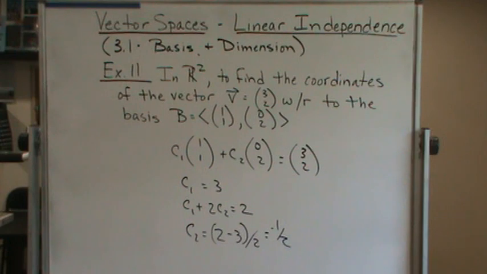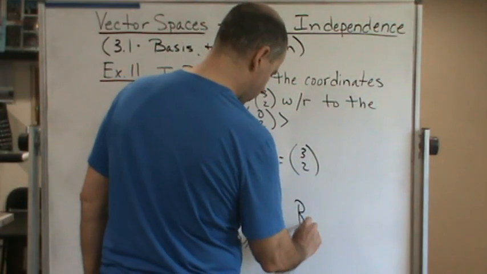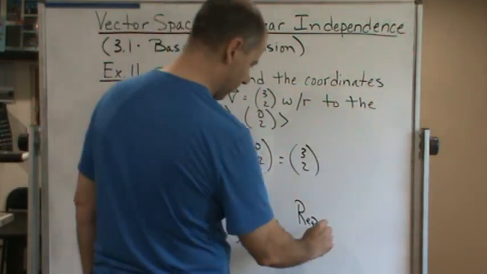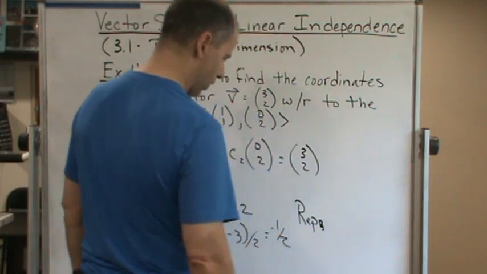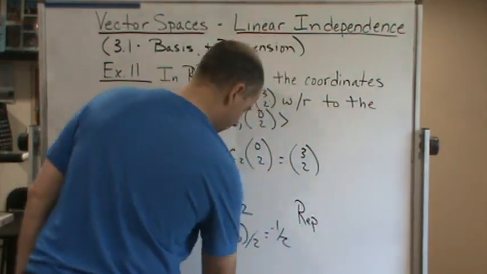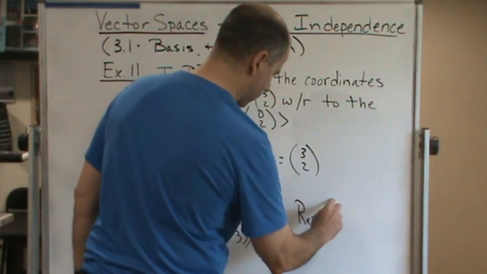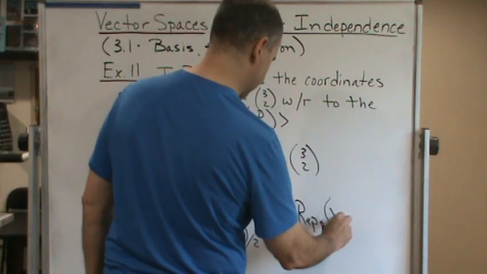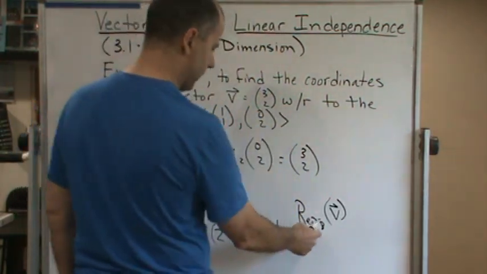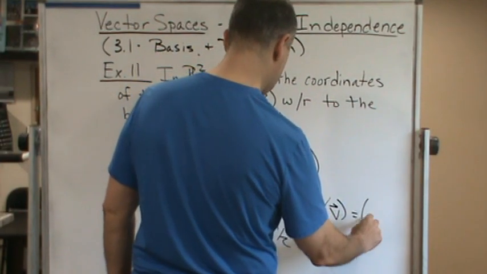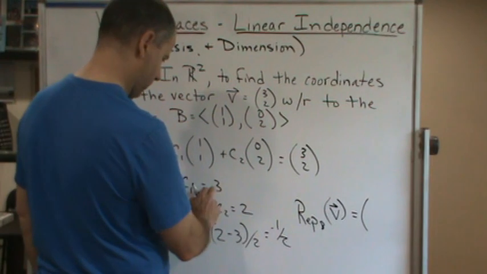Now, writing the representation as a column generalizes the familiar case in R sub n, with respect to the standard basis epsilon sub n. We'll talk about that in the next video, but now we can write this representation, and again, we're just dealing with B, but I'll put the subscript just for clarity. So the representation of V with respect to the basis B is equal to (3, negative 1/2).